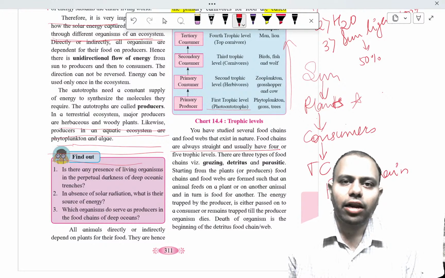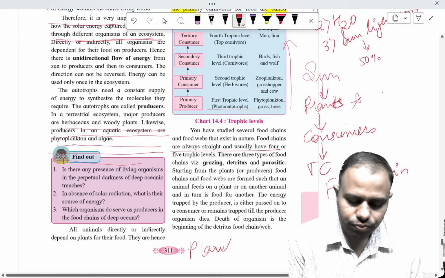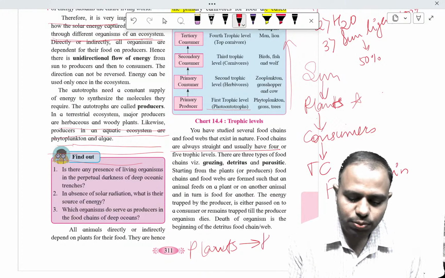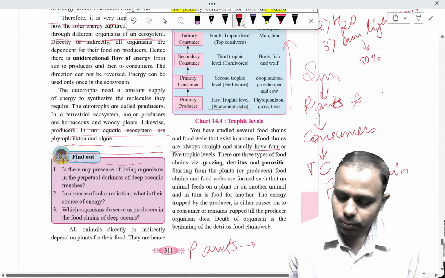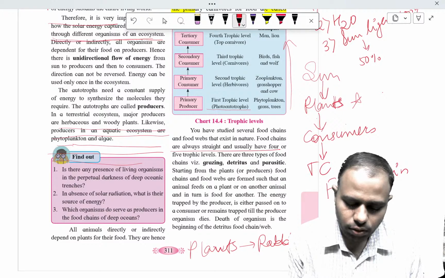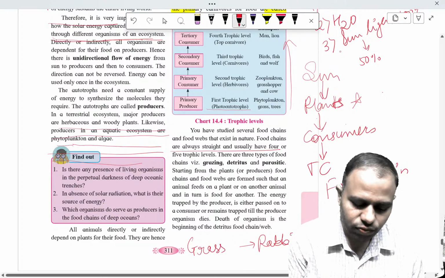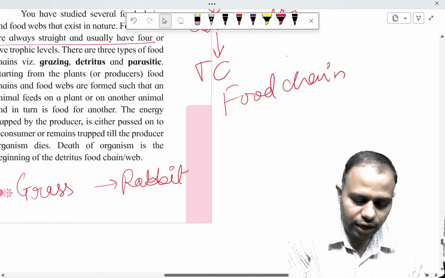So what happens in a food chain? The first organism which is present, suppose plants are present. These plants are eaten up by herbivores. We will take an example of a herbivore, for example, rabbit. In plants we are taking an example of grass. Now grass is eaten by rabbit.